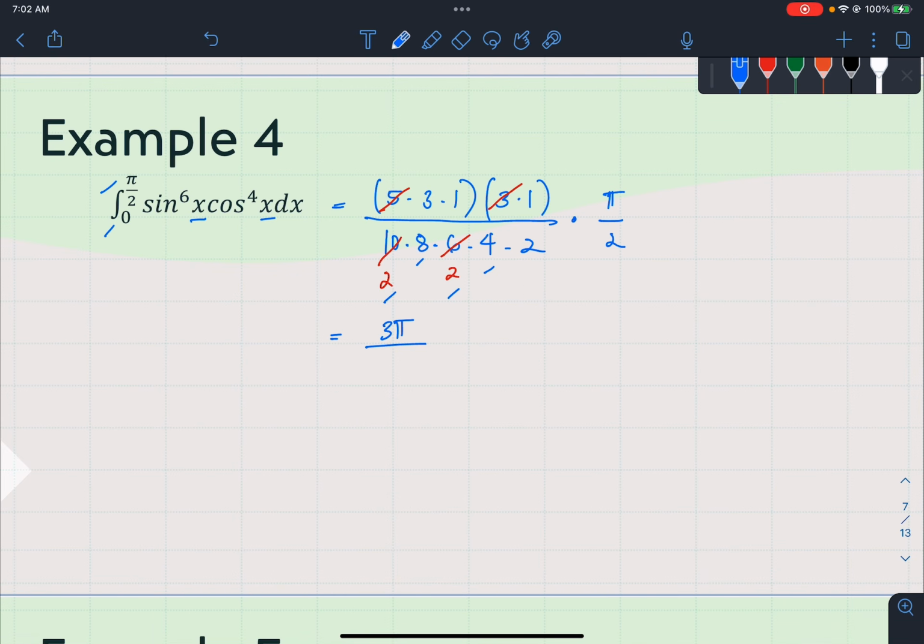16 times 2, 32, times 4, 128 times 2, 256 times 2, 512. So it's 3 pi all over 512.